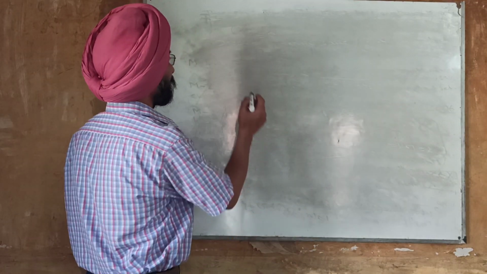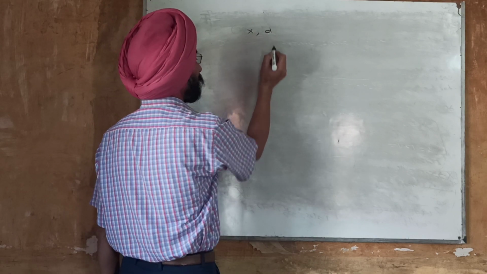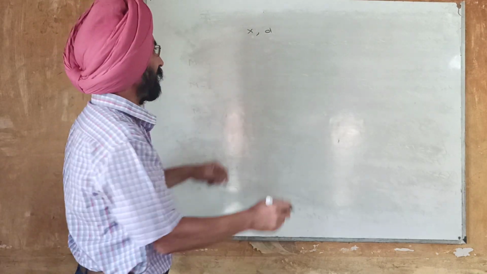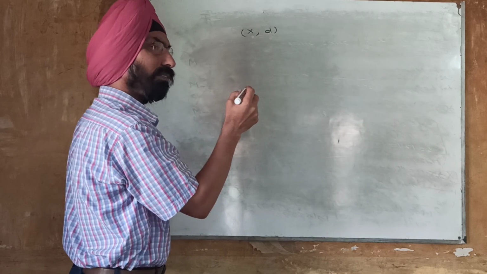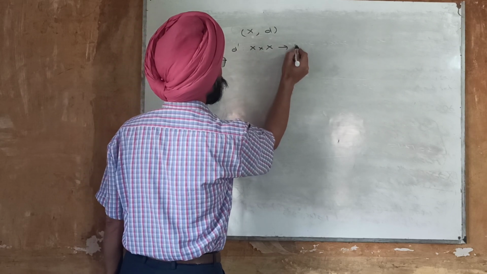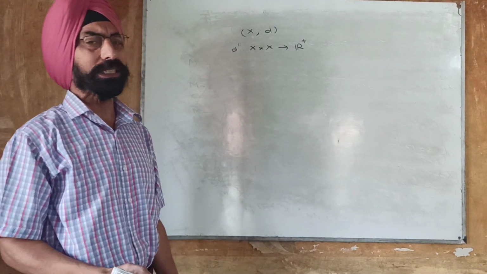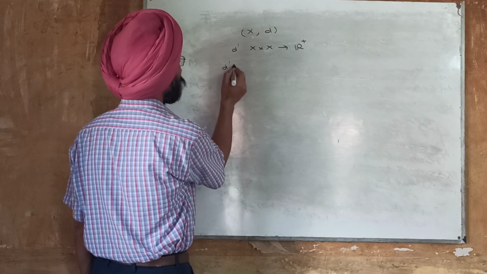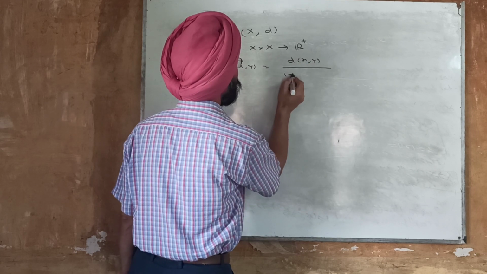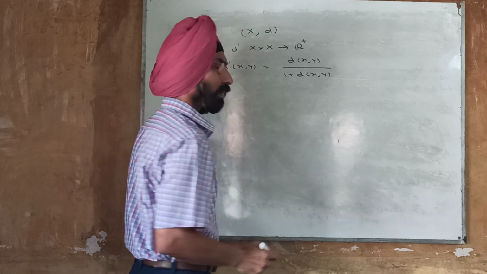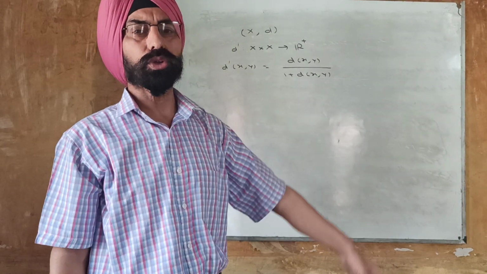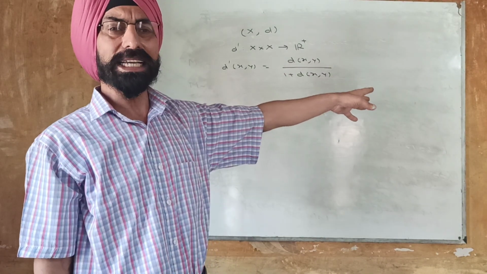Suppose X is a metric space with the metric d. X is a non-empty set, and d is a metric defined on it. So (X, d) is a metric space. Then we define a function d dash from X cross X to the set of non-negative real numbers including 0. We define it as d dash of xy is d of xy divided by 1 plus d of xy. Very interestingly, we will see that d dash is also a metric and it is deduced from d.